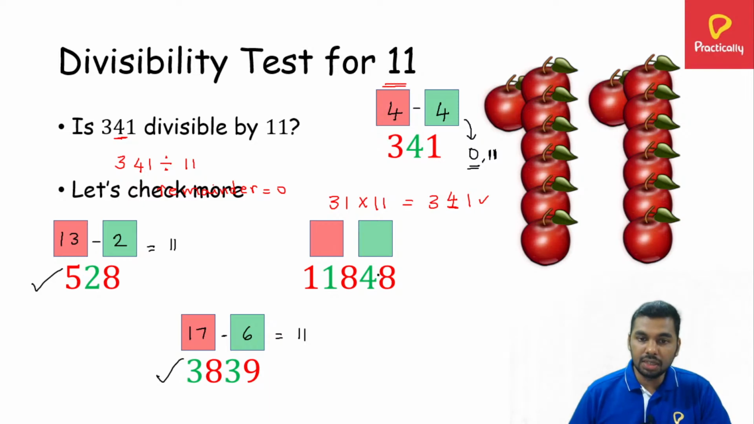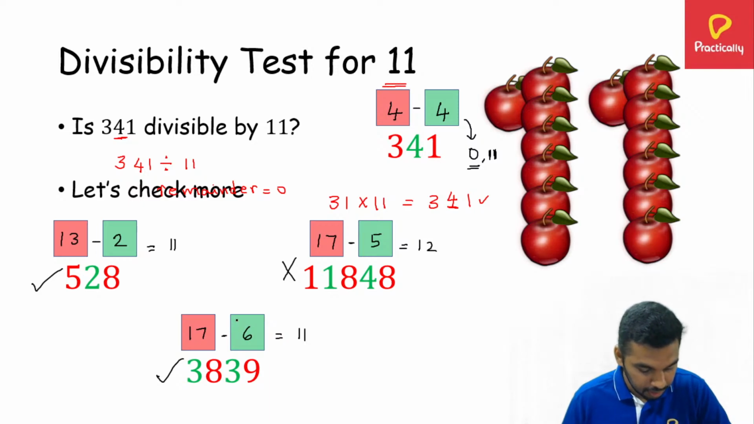So 17 in the red. 8 plus 8 plus 1 is 17. What about the green? Green is just 4 plus 1, which is 5. So if you subtract it, you will get the answer as 12. So 12 is not a multiple of 11. So this number cannot divide 11. Is that fine? So this number does not divide 11.